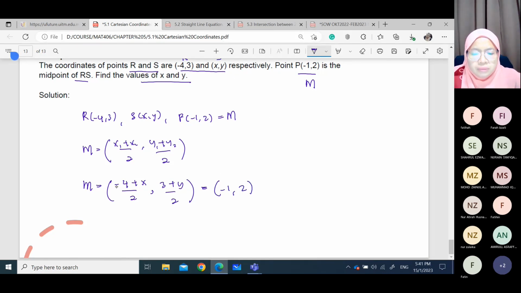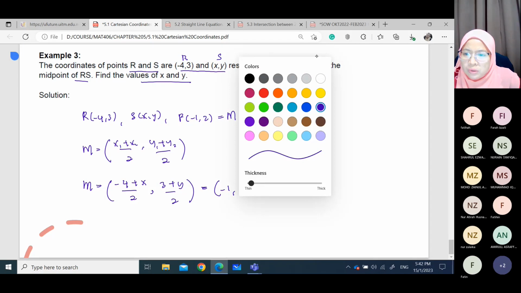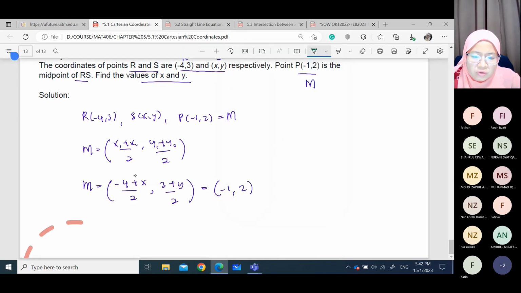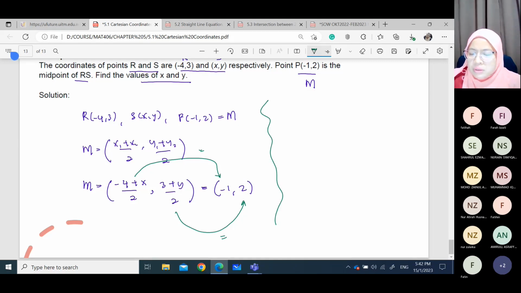Right, so untuk case yang ini, bagi point at x, untuk left hand side and right hand side, we can compare. Kita boleh cari nilai dia. So maknanya di sini, -4 plus x over 2 is equivalent with -1, and 3 plus y over 2 equivalent with 2. Okay. So kita cari nilai untuk x dan juga y. Okay, jom kita cari nilai x, y.